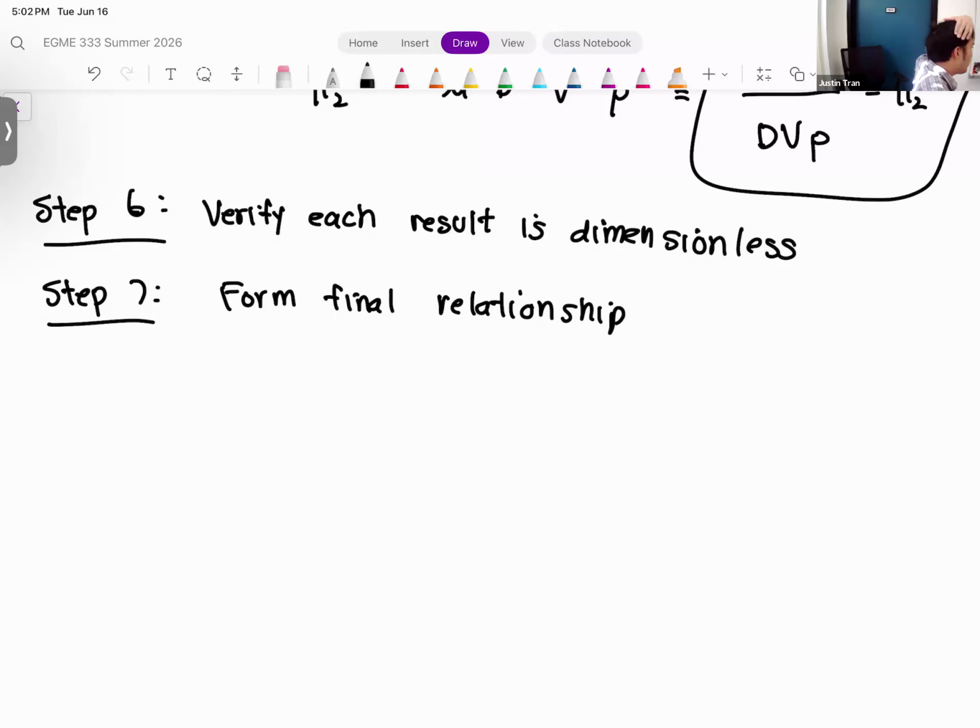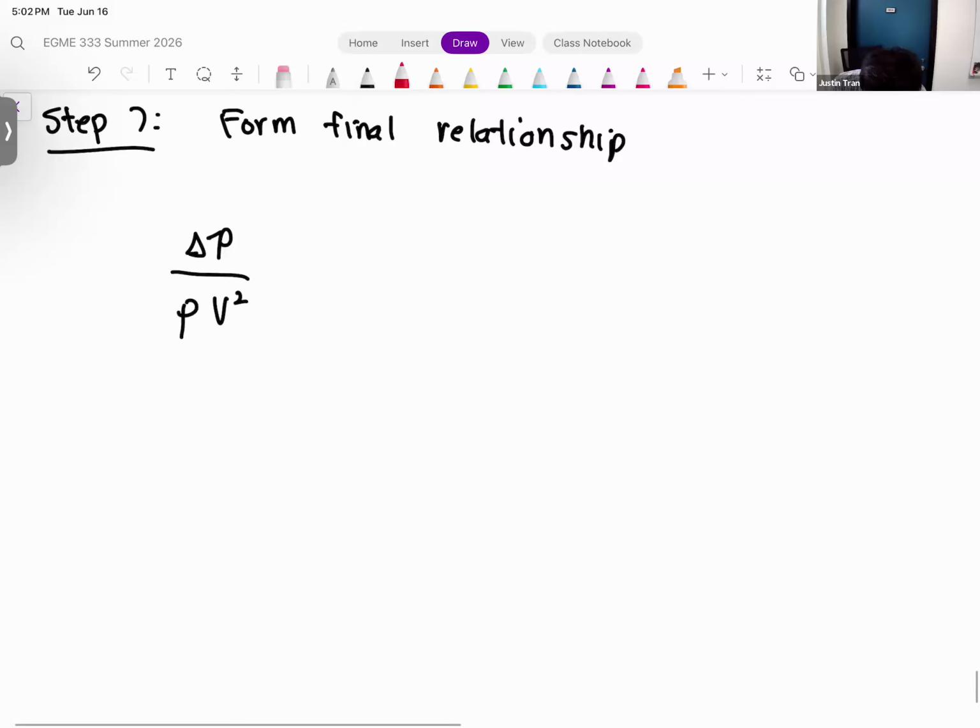Okay, so the final relationship looks like the following. First of all, you're going to have the pi term associated with your dependent variable on one side. In this case, it's going to be delta p divided by rho v squared. So this right here is our dimensionless number involving our dependent variable.